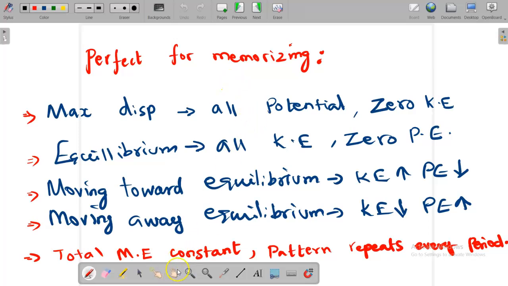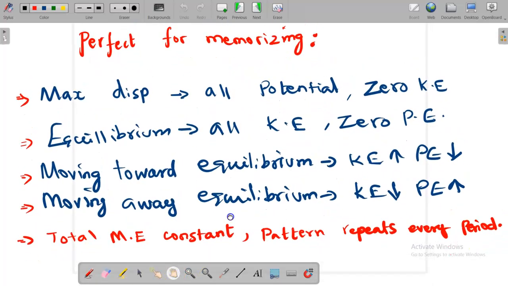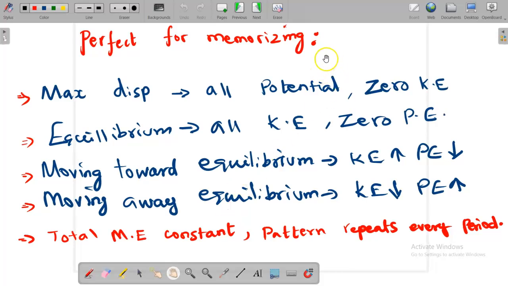Now you can memorize this concept for Hooke's law, for the spring and the simple pendulum. Maximum displacement: all potential, zero kinetic. Equilibrium: all kinetic energy, zero potential. Moving towards equilibrium, kinetic increases, potential decreases. Moving away from equilibrium, kinetic decreases, potential increases. But at any point, total mechanical energy is constant and the pattern repeats every period.